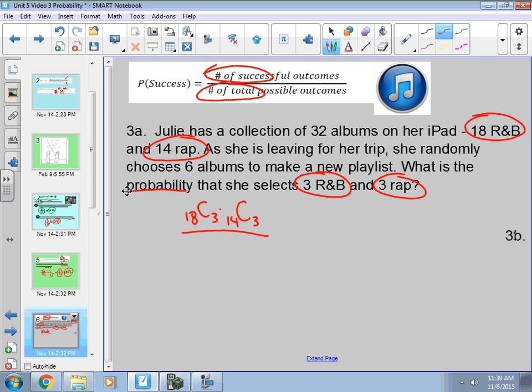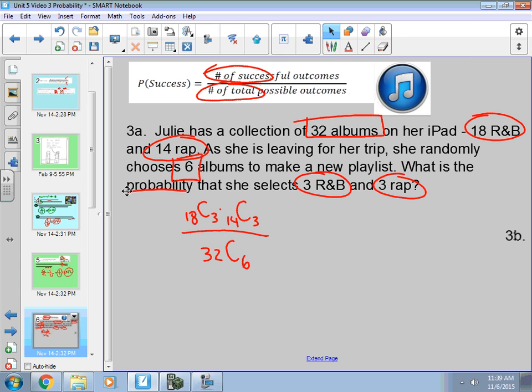Well, total, there are 32 albums. How many are we selecting out of those? We're selecting a total of 6 albums. And so we want to find out how many possible ways of just choosing 6 out of any of the 32 albums. And if we find this out, this should tell us the probability of what we're looking for.